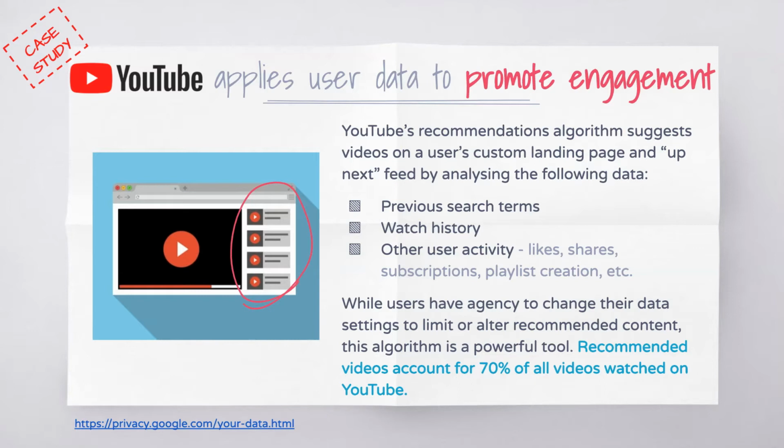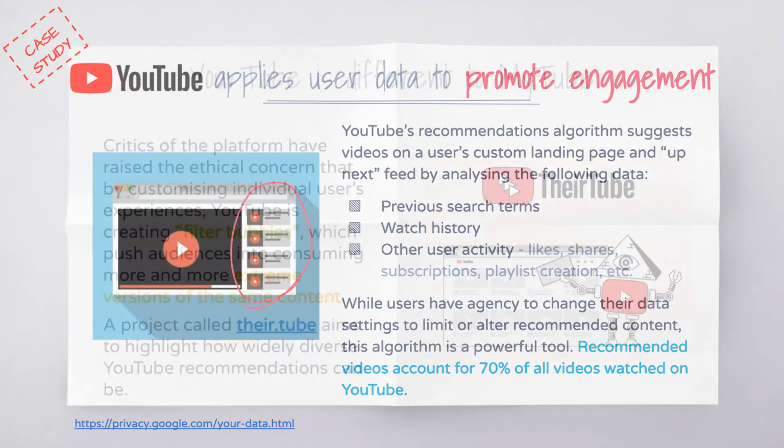While users do have the agency to change their data settings to limit or alter this recommended content, the algorithm is a really powerful tool. Studies have demonstrated that the recommended videos account for 70% of all videos watched on YouTube. So that means 7 out of 10 times that you go to YouTube, you're actually not going for a purpose of finding something specific, but just watching what they dish out to you. And here we thought audiences had more agency in contemporary media.